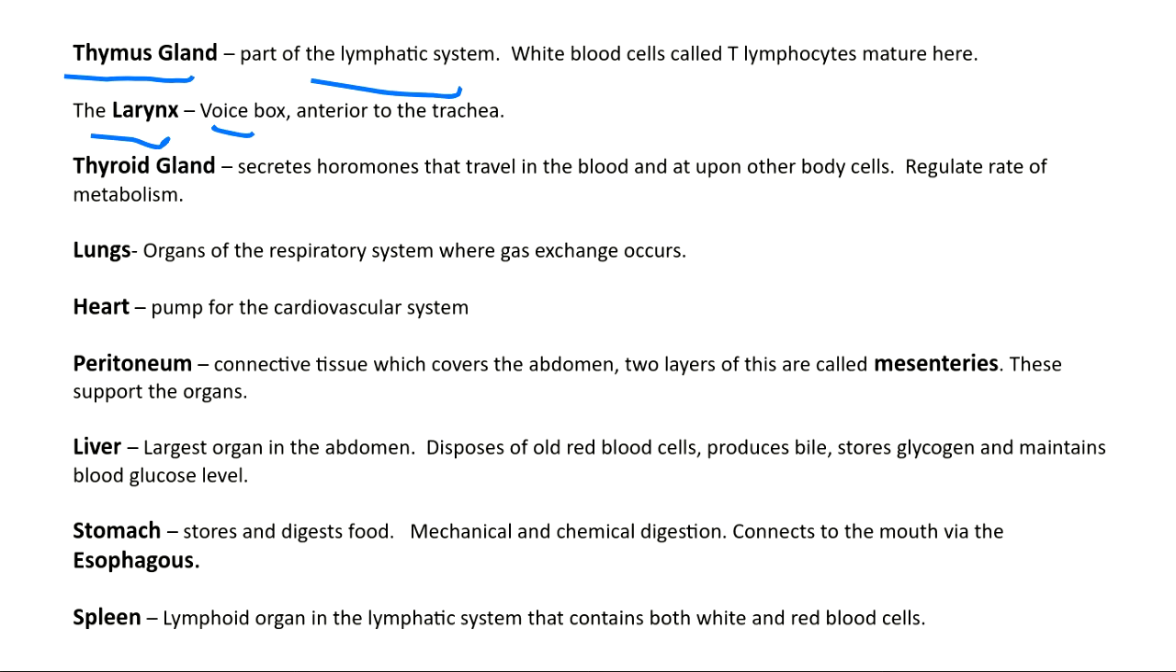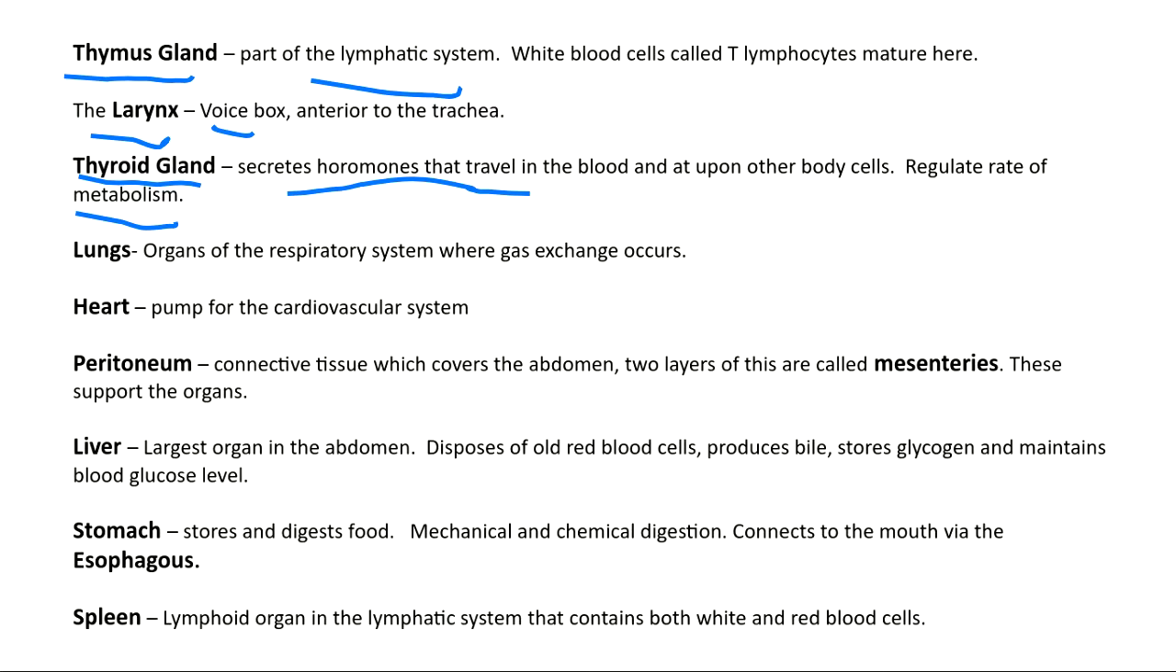And remember, the trachea you can distinguish by those rings of cartilage. The thyroid gland, I showed you that as well. It was a little bean-like structure. All right, so that secretes hormones that travel in the blood. It's kind of like one of those master glands that regulates your body. It regulates your metabolic rate, which means it also controls how you feel.